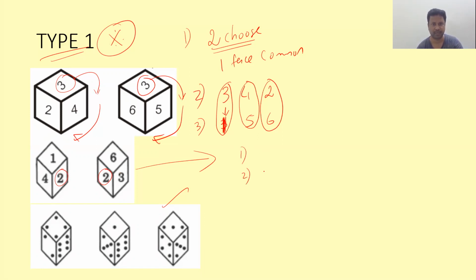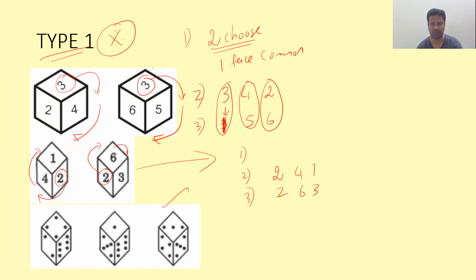Second step is write the numbers in clockwise starting from the common face. So 2, 4, 1 in the first dice. 2, 4, and then 1. And here 2, 6, 3. So in this way you want to write it. And third step is replace the common. Replace any one of the common with the missing.